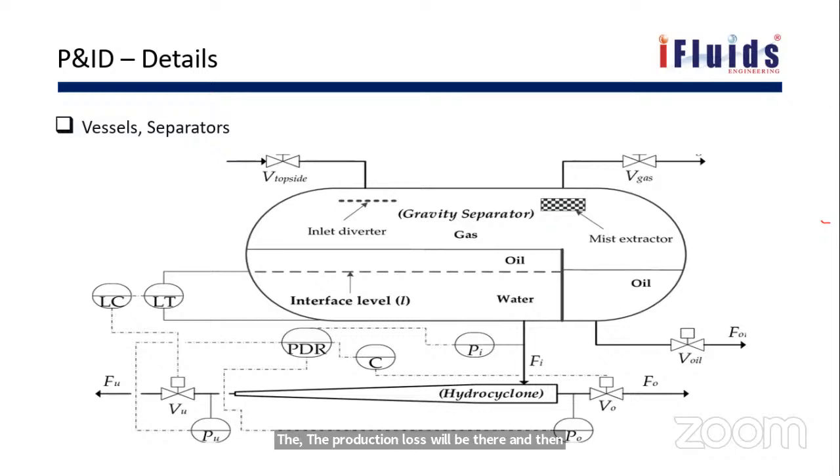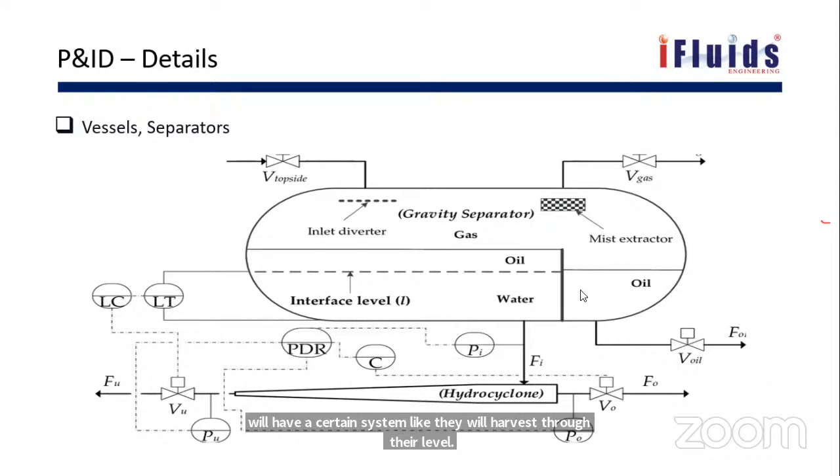So this by default will be captured in the vessel system. In the vessel, if the vessel bottom is going to the pump, it will be taken care of there. There the liquid lines will go up and down, but they will make sure that gas is not going into the liquid line. In the vessel itself they will have a certain system, like arresting through the level. If the level goes low, then they will stop the pump.